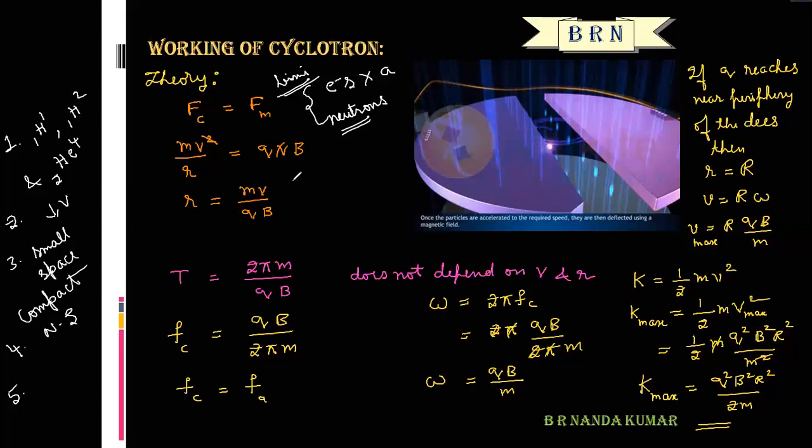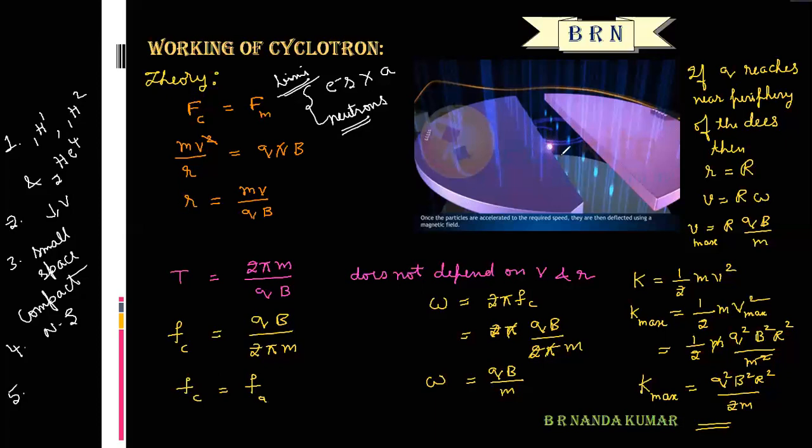Okay, so this is about the meaning, principle, construction, working, and limitations, the drawbacks of cyclotron. What is the principle? Finally, principle is very, very important.